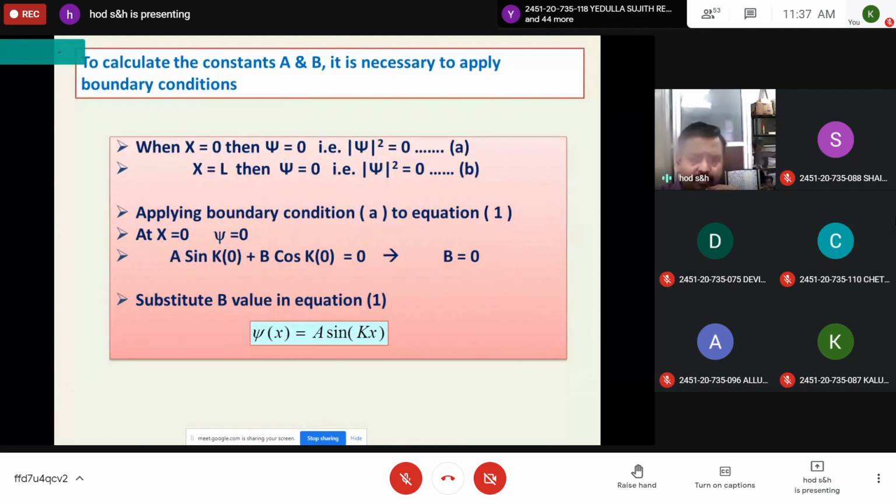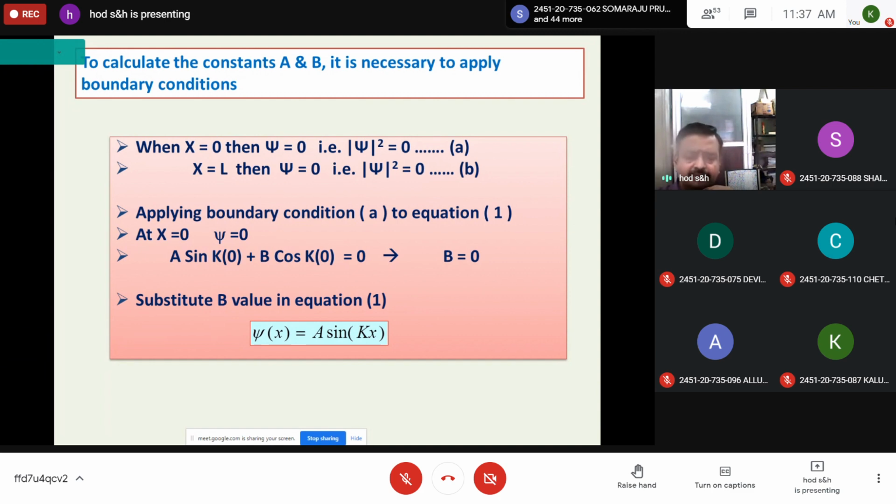So for the calculation of A and B, you should apply boundary conditions. We have already discussed that when x is equal to 0, ψ is equal to 0, and also when x is equal to L, ψ is equal to 0. At the boundaries and outside the box, the wave function has no significance, or it can be treated as 0.